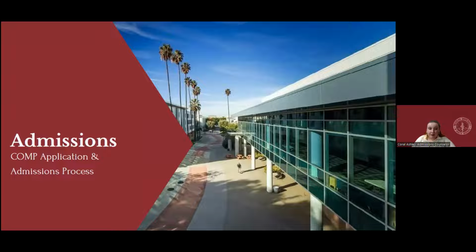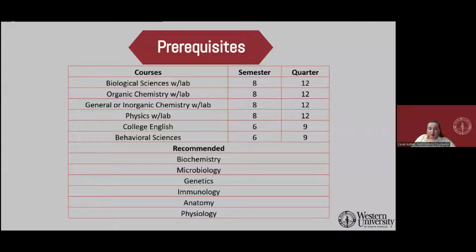And then I'm just going to go over a couple admissions applications and the process. On the screen, we have our prerequisite courses. So I believe UCSD is on a quarter system, if I'm correct. So you would need 12 biological sciences with a lab, and these are units. 12 units of organic chemistry with the lab, 12 units of general or inorganic chemistry with the lab, and 12 quarter units of physics with the lab.